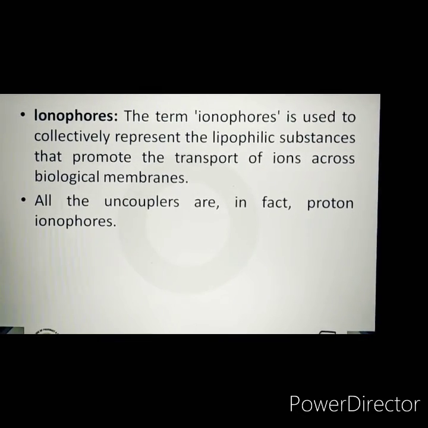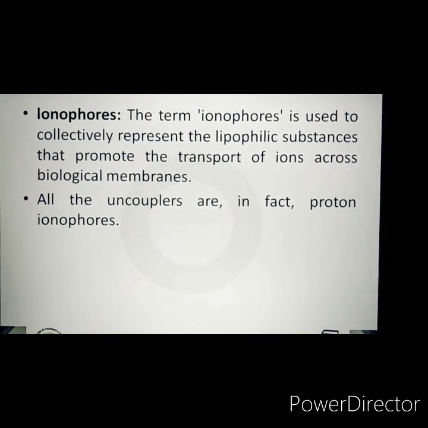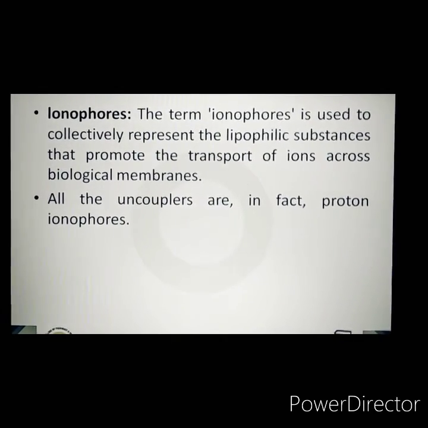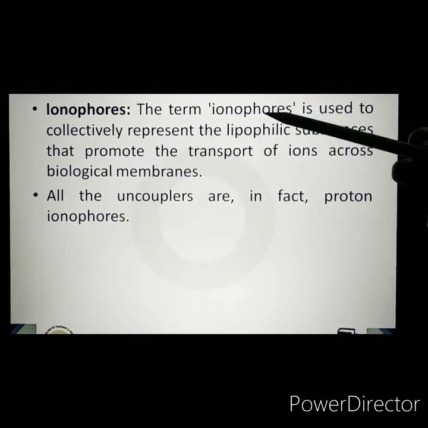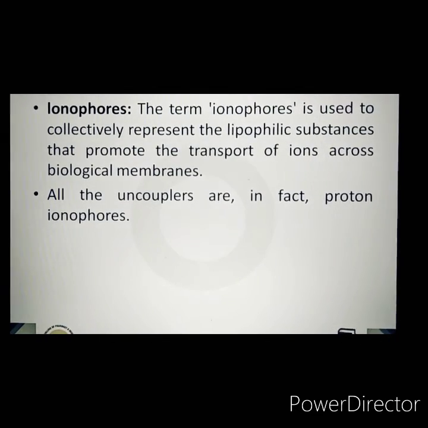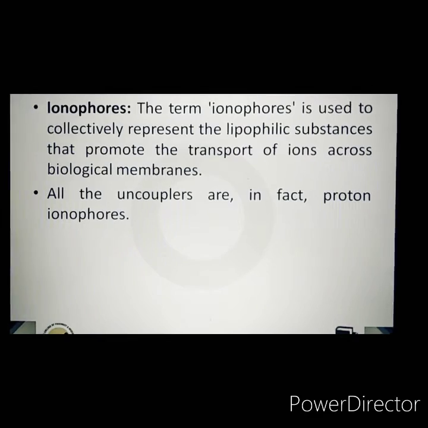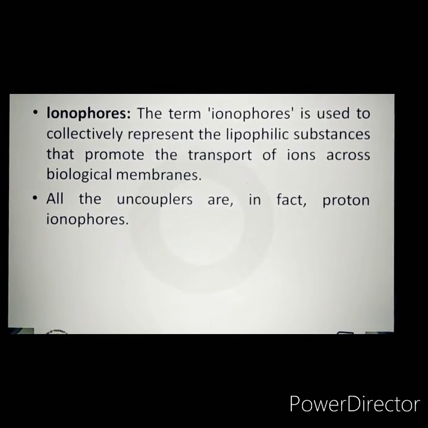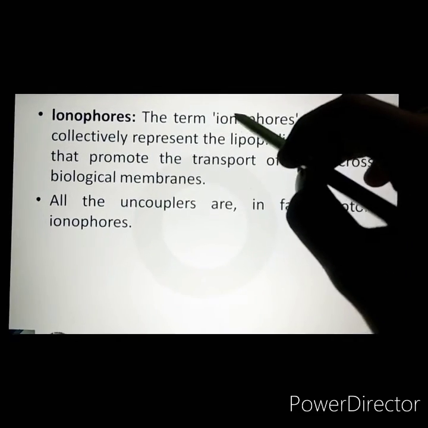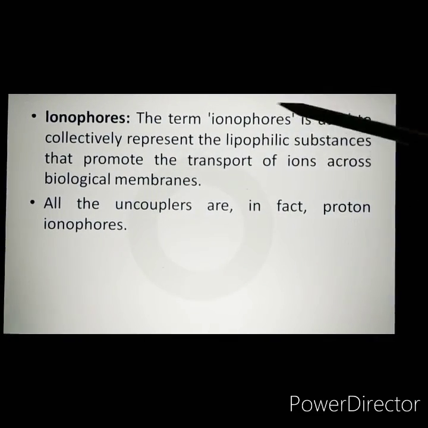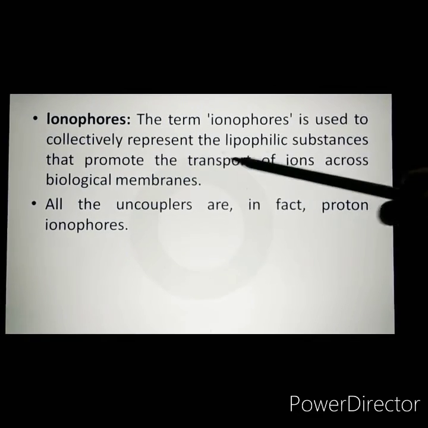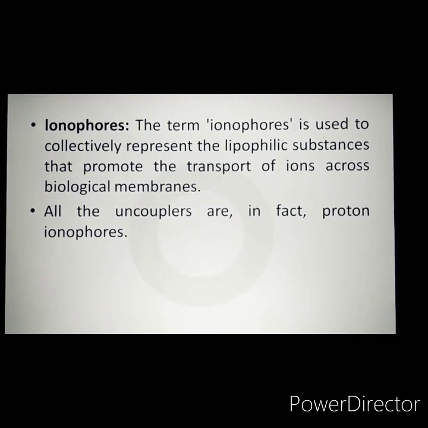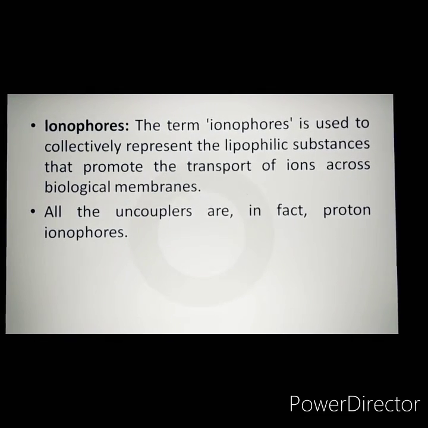Ionophores. These ionophores are lipophilic substances that promote the transport of ions across biological membranes. So ionophores: ions and phores. Phores means these act as carriers, or they increase the permeability of the biological membranes, or they may act as pores. Iono means they transfer only the ions. These are lipophilic substances that transport ions across the membranes by acting as channels or as pores in the biological membrane.